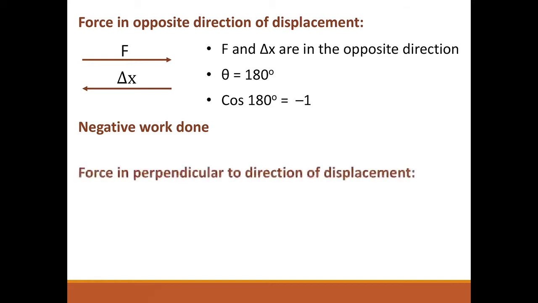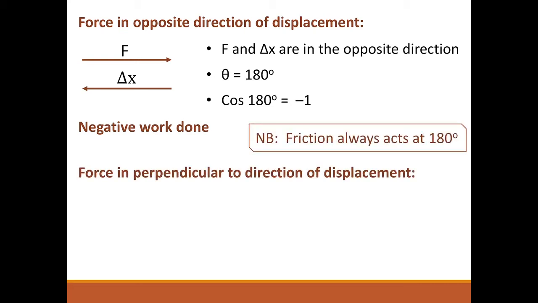Then we get perpendicular displacement and forces. Now here, remember, friction is always at 180. Friction acts, say, to the right, and the displacement is down, or the force acts to the right, displacement is down. There's lots of ways we can do this. We're not going to worry too much about where this happens. You'll see them as we go along. But here, the force could be left or right, and the displacement could be up or down.